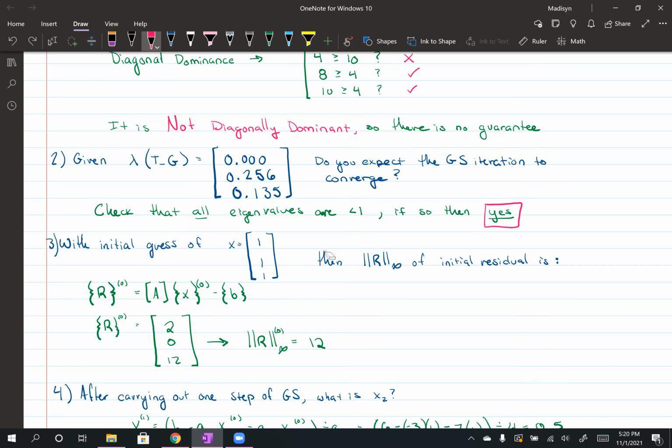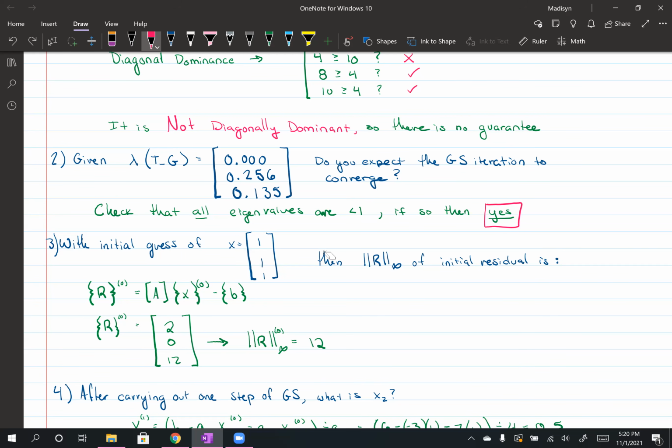Then we actually get into the iteration part, which is kind of gross. So with the same vector B and matrix A and an initial guess of 1, 1, 1, the initial residual will be... In order to find that, remember your residual is equal to your matrix A times vector X of whatever iteration you're on, minus B. Oh, vector X, I'm sorry, yeah.